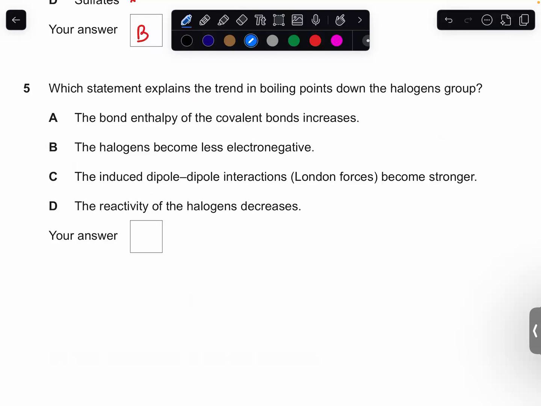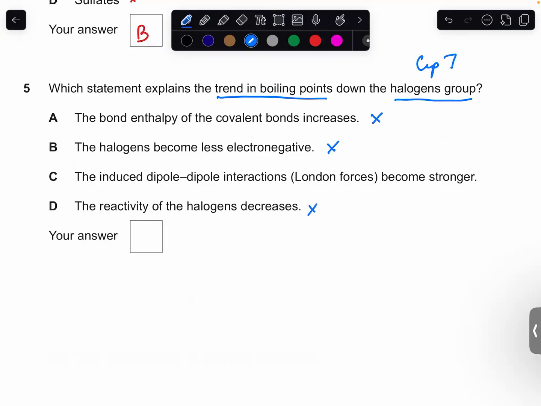Which statement explains the trend in boiling point down the halogens, which is group 7? You see, with halogens, you are looking at the intermolecular force between the molecules, which determines the trend in boiling point. Is it to do with the bond enthalpy, the bond strength within the molecule? No, it's not. Is it to do with the electronegativity? No, it's not.